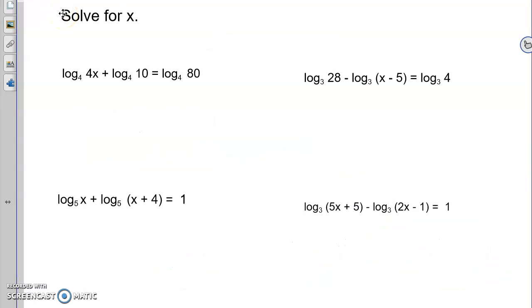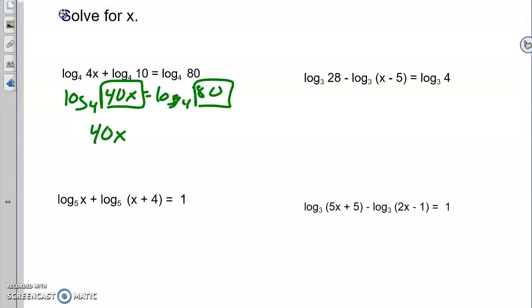Now when we're solving for x, we're following these same rules, and then we're solving for x. The top two, when we multiply, we get 40x equals log 4, 80. And when I have the same logs with the same subscripts, I just set these two terms equal. 40x equals 80, and my x equals 2. And you can absolutely plug them back in and check your work with that.